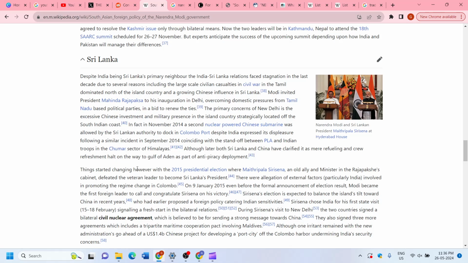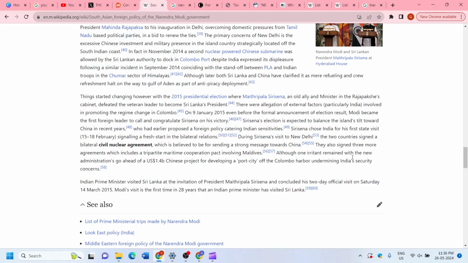Things changed with the 2015 presidential election when Maithripala Sirisena, an old ally and minister in Rajapaksa's cabinet, defeated the veteran leader to become Sri Lanka's president. There were allegations of external factors, particularly India, involved in promoting the regime change in Colombo. Modi became the first foreign leader to call and congratulate him on his victory. During Sirisena's visit to New Delhi, the two countries signed a bilateral civil nuclear agreement. And now, when the Rajapaksas came back to power, they caused an economic crisis in Sri Lanka, and Sirisena has now returned to power, is the current leader of Sri Lanka, and he has improved relations with India.